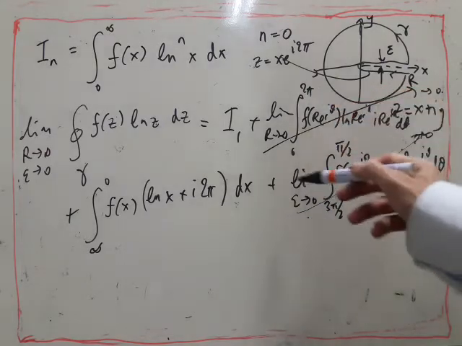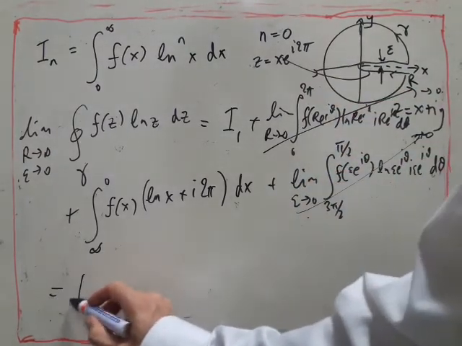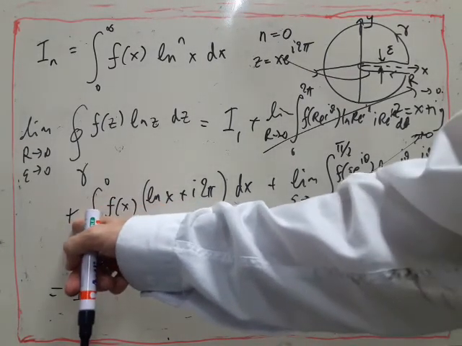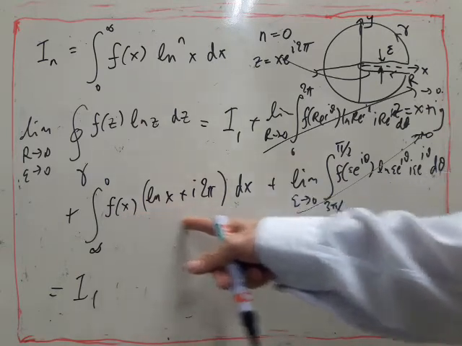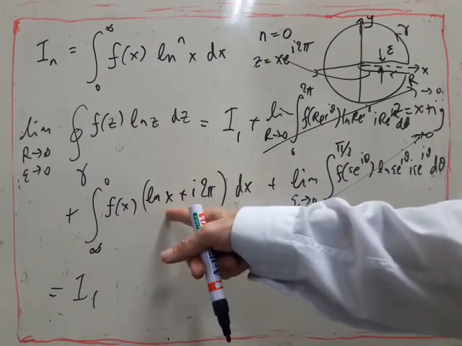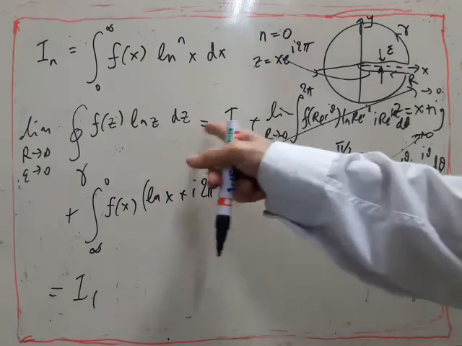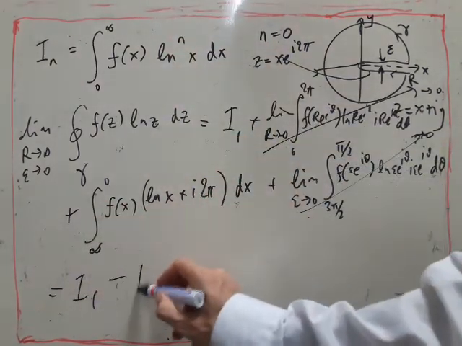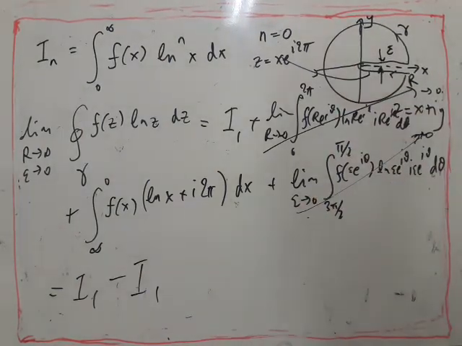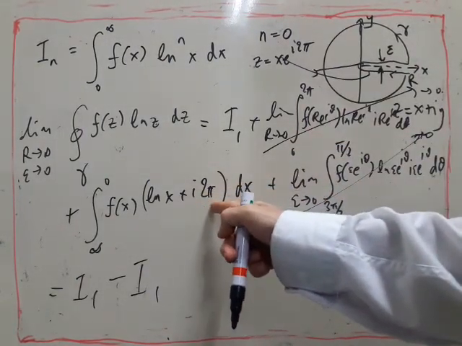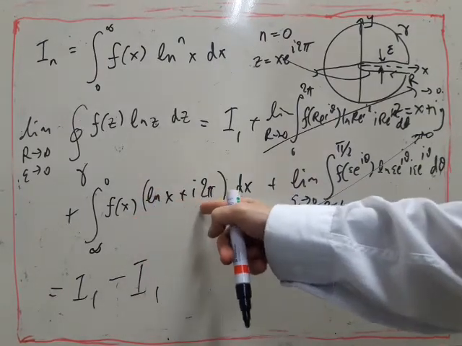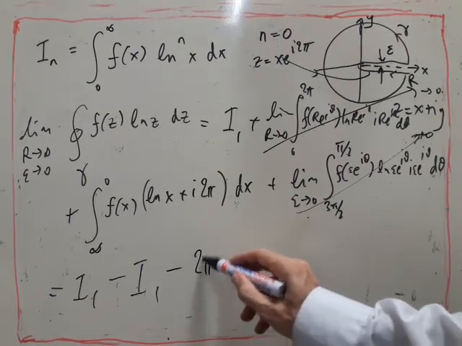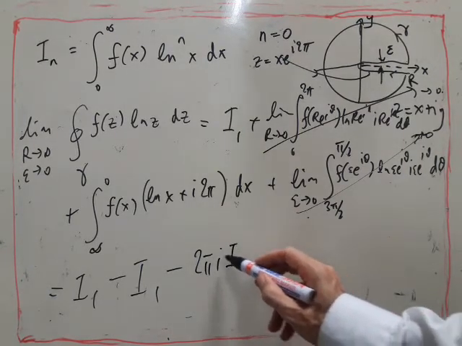So assuming these two things go to 0, what do we have left? Well, we've got I1. Now with this, we can swap the limits and get a minus sign. But look what we have when we expand the brackets: f of x times log x. Well, that is precisely I1. Okay, so we end up with a minus I1. So the I1s cancel. And i 2 pi times f of x is just 2 pi i times I0, which is the thing we want. So we end up with 2 pi i times I0.